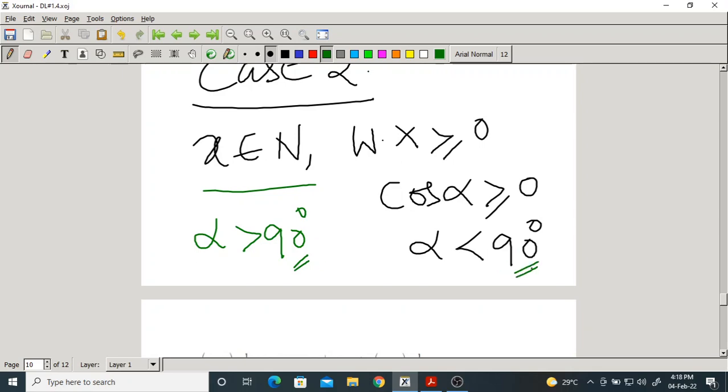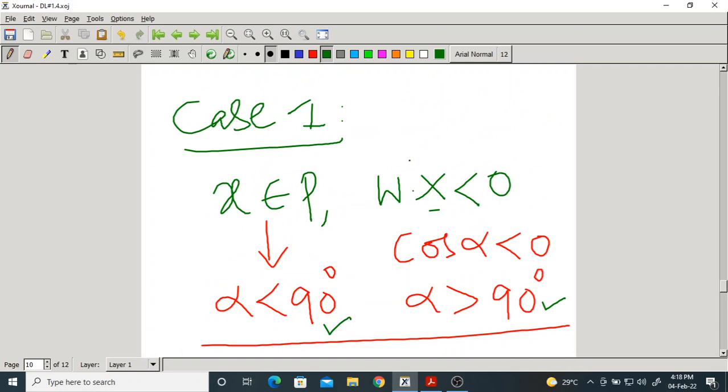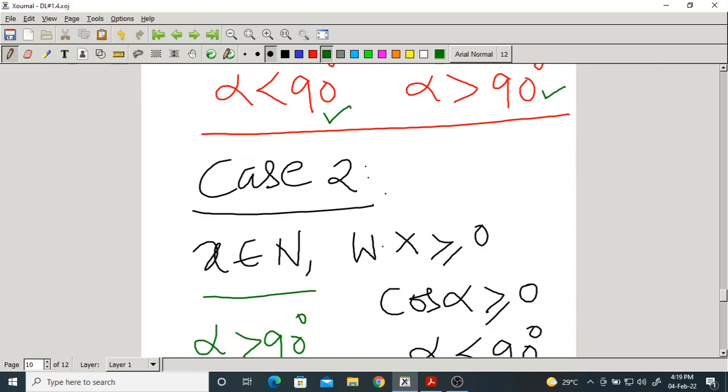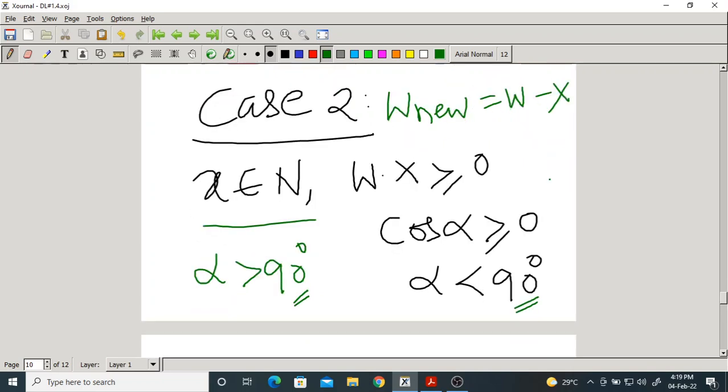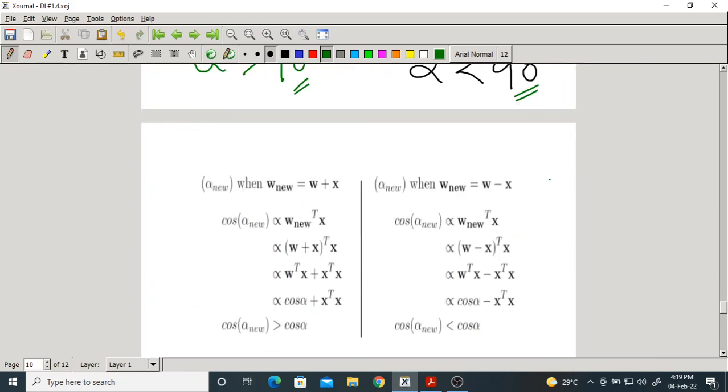To overcome that, we are updating the W. Here, what updation? W new is W plus X. And in the other case, W new equal to W minus X. We are updating the W so that these things will be reversed. So in case 1, this is case 1, this is case 2, W new is W plus X.